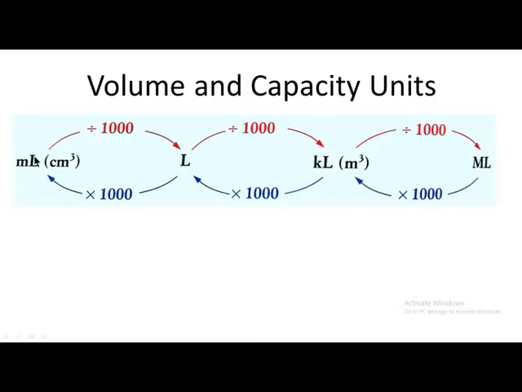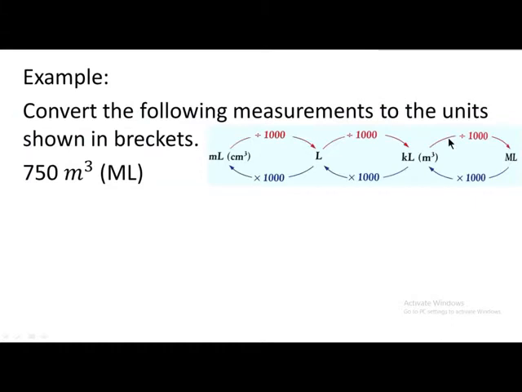So, mL stands for milliliter, and L stands for liter, and kL stands for kiloliter, and ML stands for megaliter. Now, 1 milliliter is actually equal to 1 centimeter cube. That's why I write it like this. And also 1 kiloliter equals 1 meter cube.